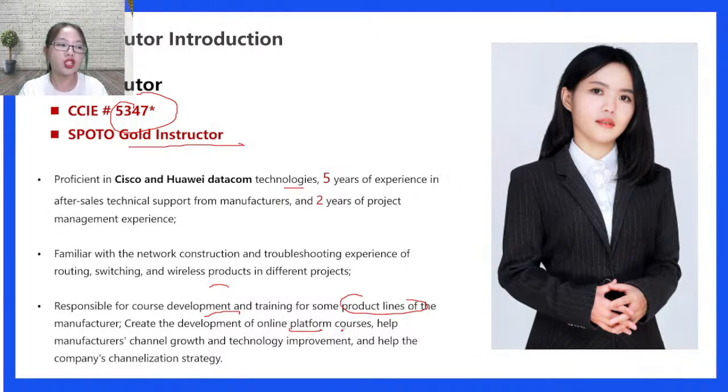So I would like to briefly share with you my previous experience in taking the CCIE exam. I hope it will be helpful to you and reduce the appearance of some unnecessary problems.